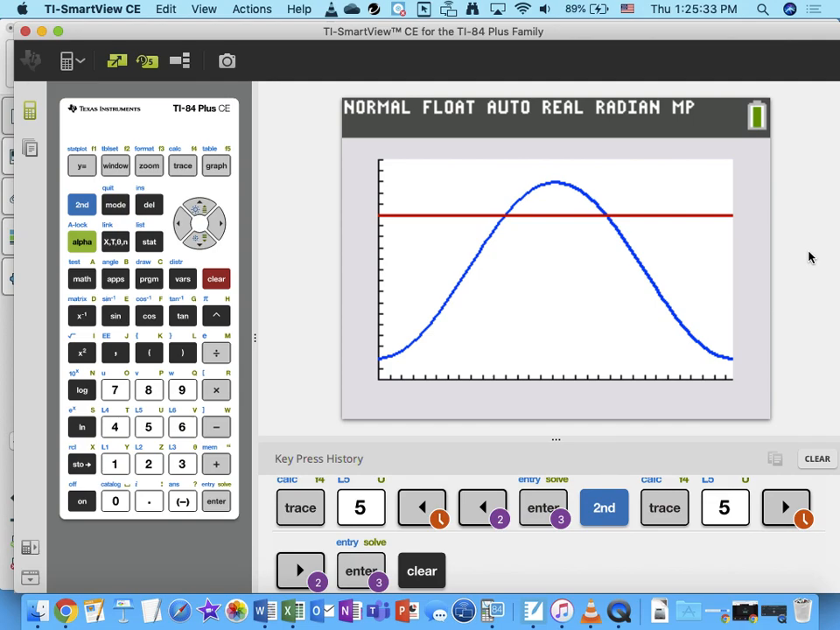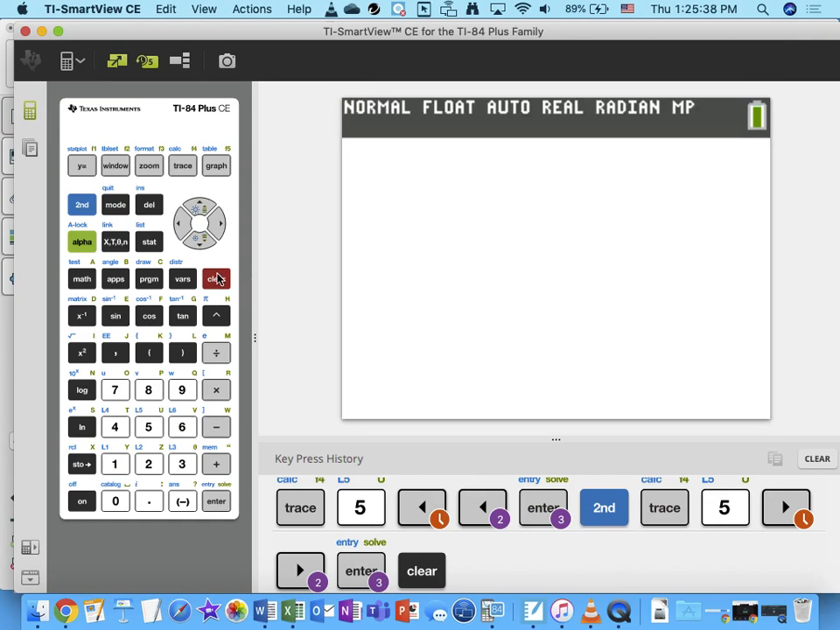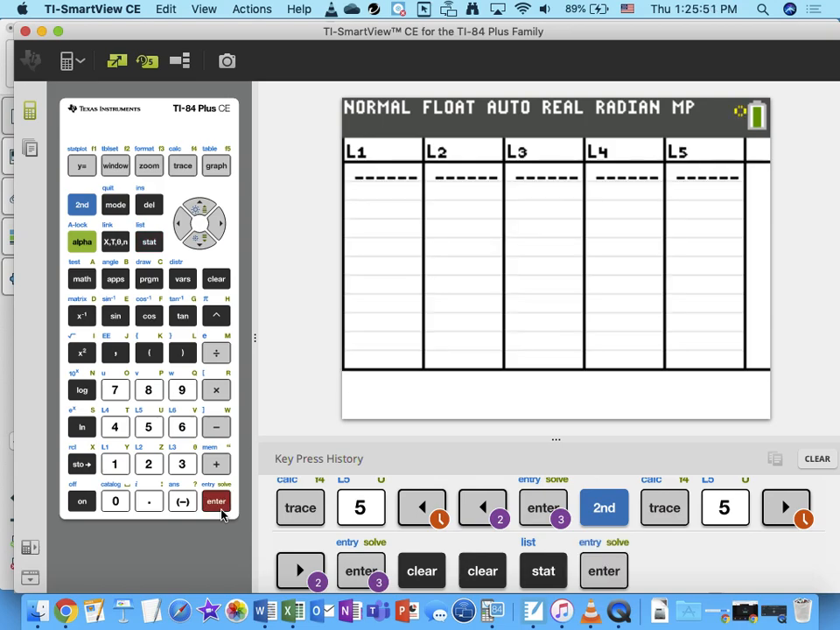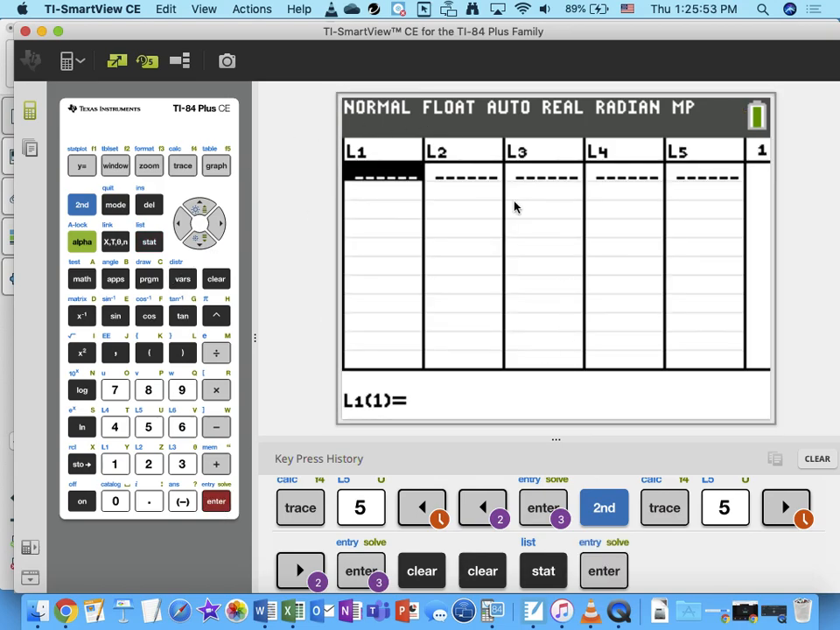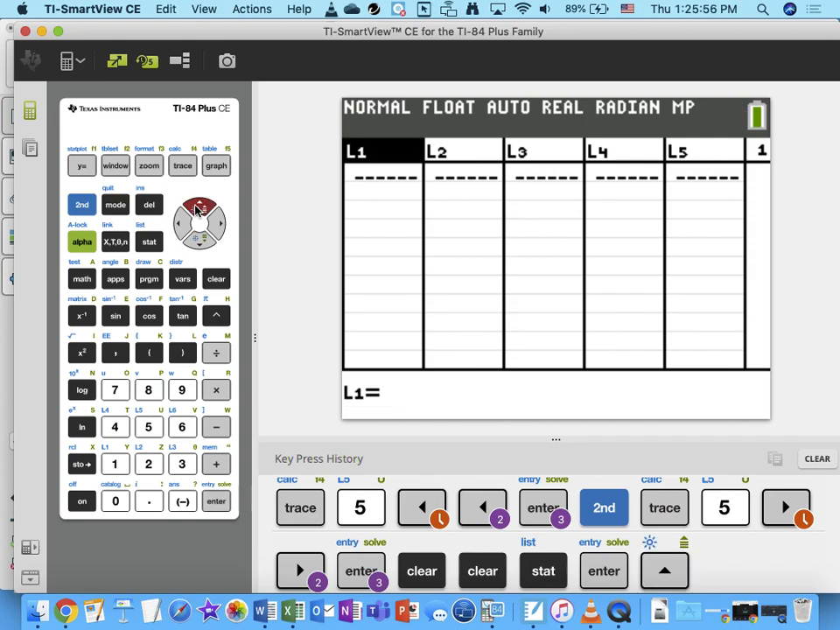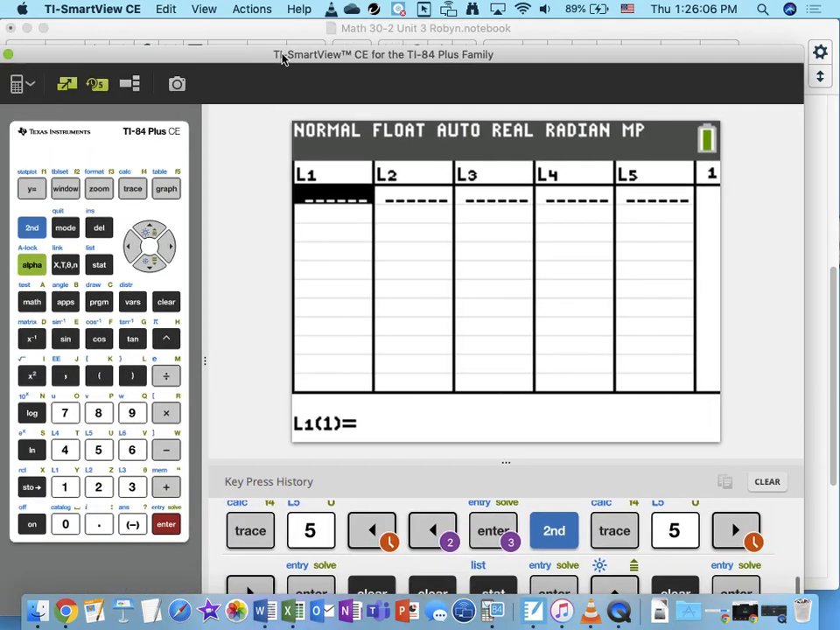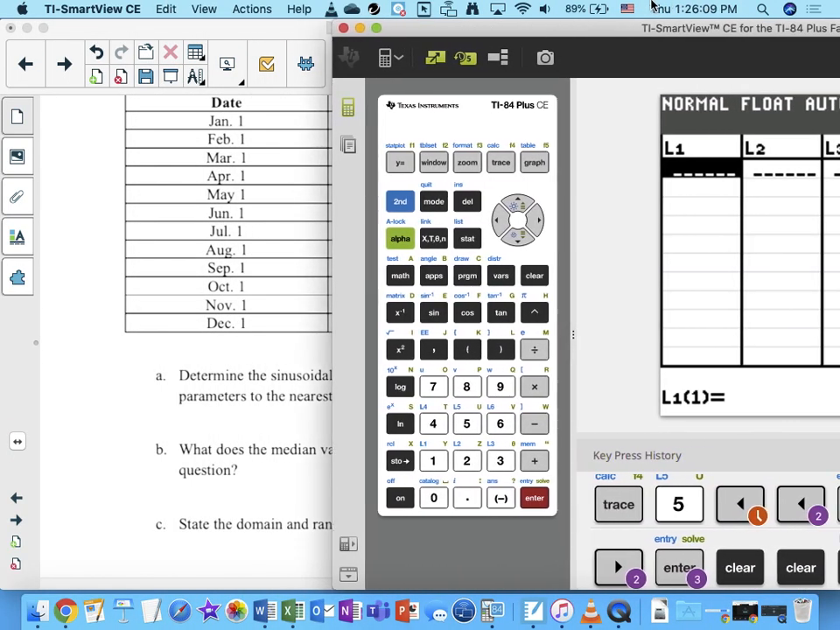Do you guys remember where we have to go to enter in all of our data? What button do we have to press? Stat, that's right. And we have to go edit to edit our lists, okay? Mine are empty, but if something was in there, you could go up to L1 and just hit clear and enter, and that will clear everything out of the lists, okay? And in L1 we're going to enter in our X values. Now, should that be January 1st, February 1st, March 1st, etc., or should I put the day number? The day number, that's right.